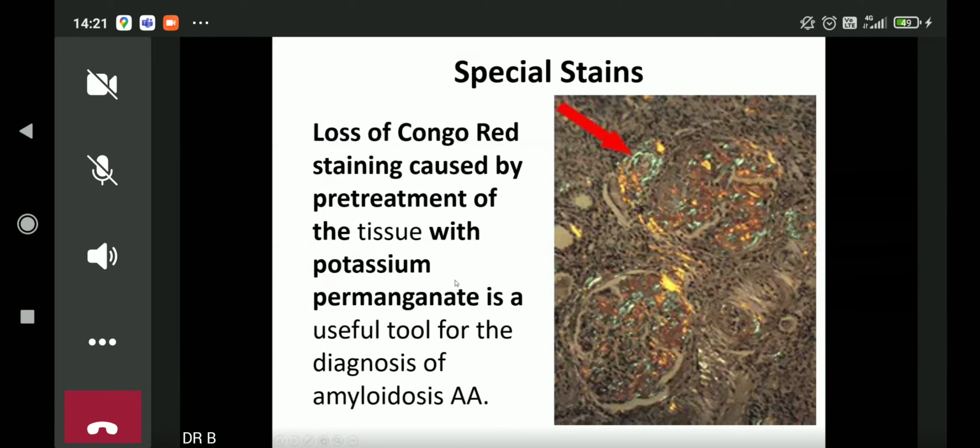Final stain is a potassium permanganate demonstration, wherein if you pre-treat a tissue with potassium permanganate before you start staining other things, Congo red staining will be lost. This is a useful tool for diagnosis of AA type of amyloid.